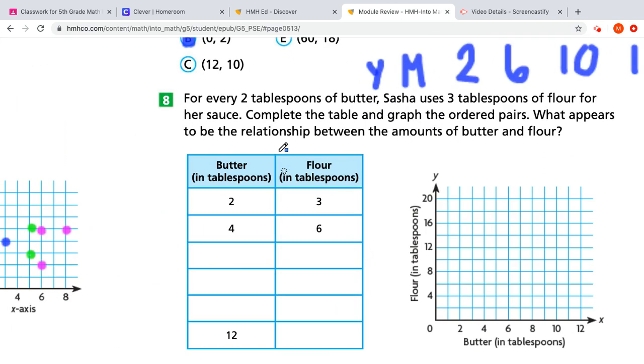Now for here, it looks like for every tablespoon of butter, Sasha uses 3 tablespoons of flour. So 2 tablespoons, 3. 4 tablespoons, 6. Looks like they're counting by 2s here. They're adding 2. So I'm going to fill in the rest of that. 2, 4, 6, 8, 10. Yep, and then after that will come 12. It looks like here they're adding by 3. Okay, 9, 12, and you can finish filling out that chart until the end, adding by 3 each time.